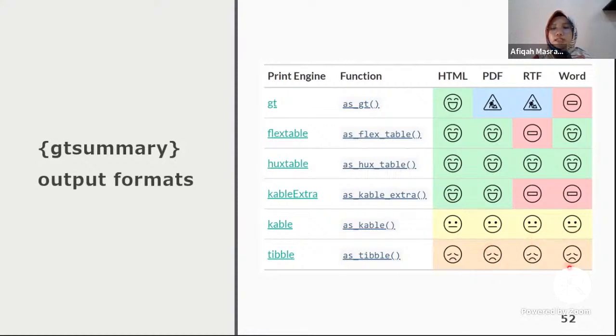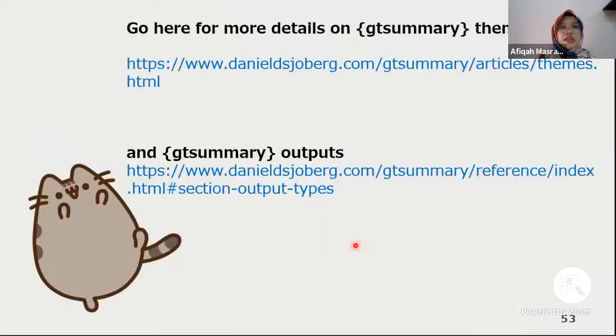But for table, as you can see here, is definitely not compatible with gtsummary. So whenever you want to download, you have to review first whether you want to use the function in the print in the fast table, is highly recommended, or even cable extra as compared to cable table. Okay. So for more details on the gtsummary themes, you can go to Daniel Schrober's website, and for the outputs as well, there's a few directions or tutorials on how to go forward with the outputs.